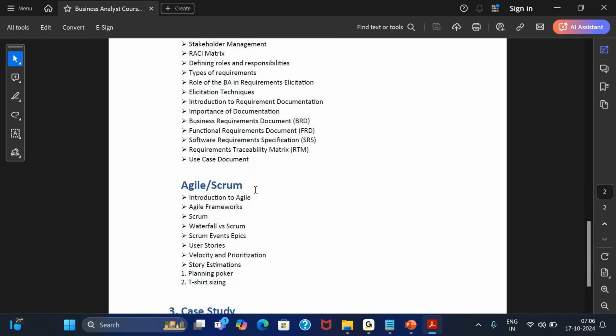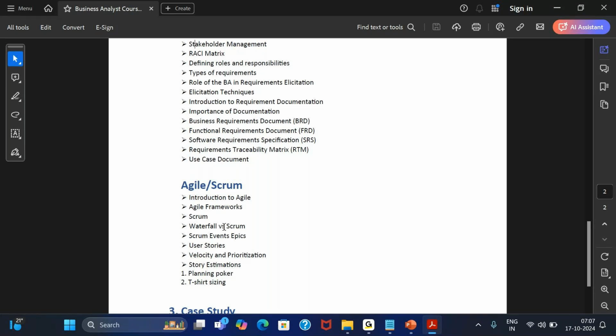Then what is agile, scrum, what's the difference between waterfall and scrum, what are the different scrum events or scrum ceremonies or scrum meetings, all mean the same thing. So we will look at things like sprint planning, backlog grooming, sprint demo or sprint review, sprint retrospective, daily stand-ups. What do these events or meetings or ceremonies mean, and what happens?